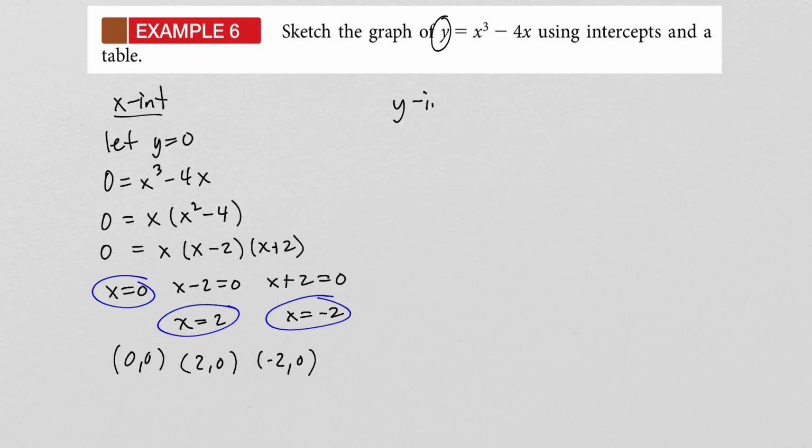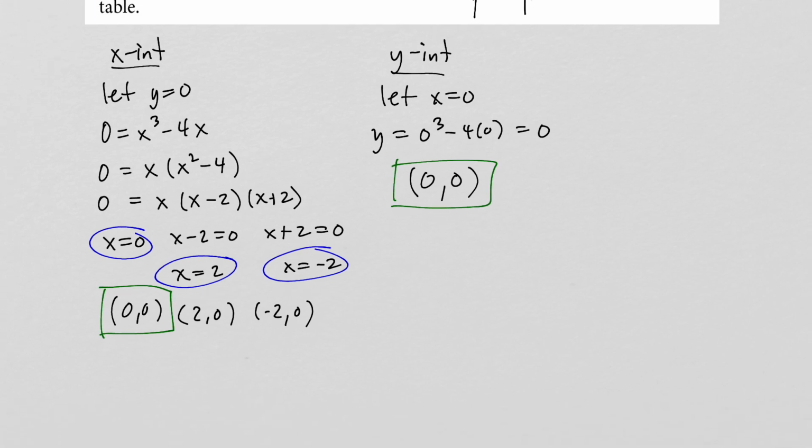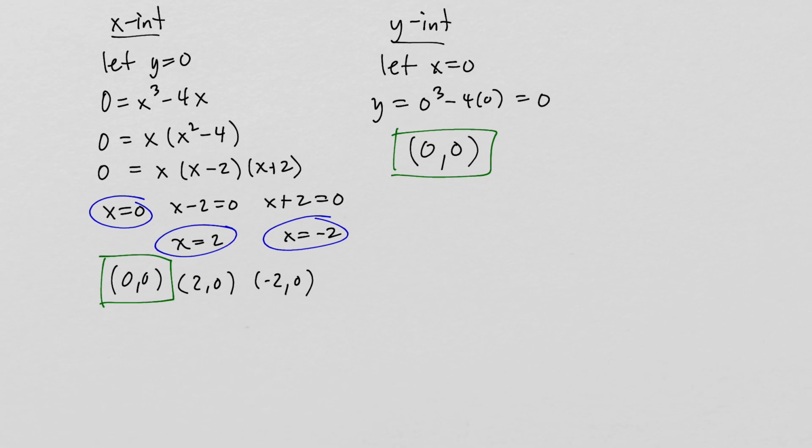Now, to find the y-intercepts, we are just going to let x be equal to 0. If I let x equal 0 here and here, we're going to get y equals 0 cubed minus 4 times 0, and this, of course, is 0. So when x equals 0, y equals 0. Well, yeah, we already knew that point, right? So anytime you get the point 0, 0, that is both an x-intercept and a y-intercept.